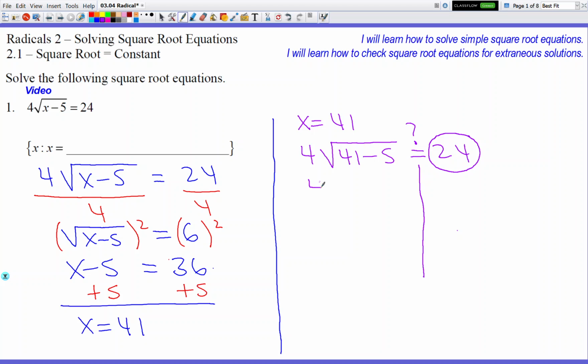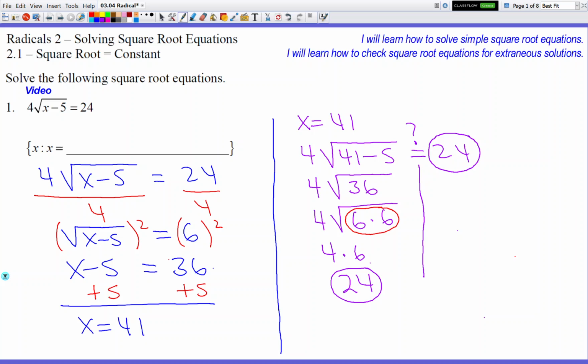Well, let's do it. I've got a 4 on the outside. Then I've got square root of 36 on the inside. I know that the square root of 36 is 6 times 6, because that's what 36 is. And since they match, and since they're in a square root, I'm allowed to circle the 6's. And because I circle them, they're allowed to go outside and join the 4 that's also on the outside. And when I combine them, they make 24. So my left side is 24, my right side is 24. What do I conclude? These two sides match.